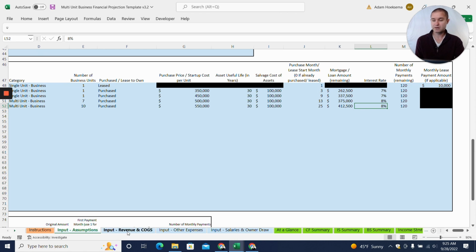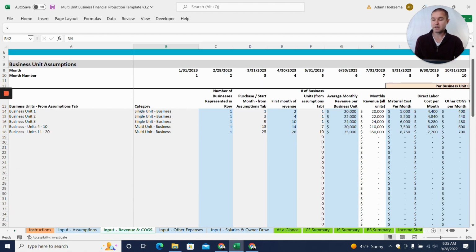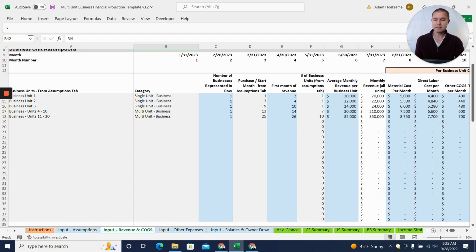All right, so now we can jump over to our import revenue tab, where it's going to pipe this information in. Each row represents one business, but multiple units in that business. We've got the purchase start month that's been piped in from the other tab. But here we're saying the first month of revenue that we're going to generate from these units has a 1 month delay. So if we acquire the business in month 1, I just added a 1 month delay for the first month of revenue to kick in.